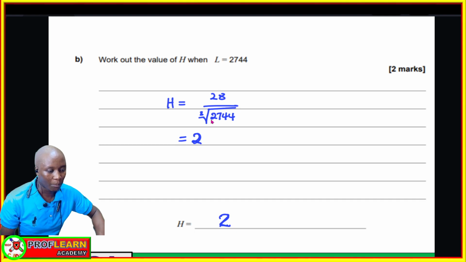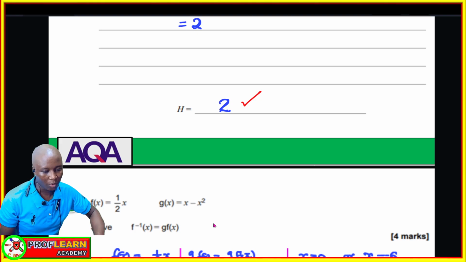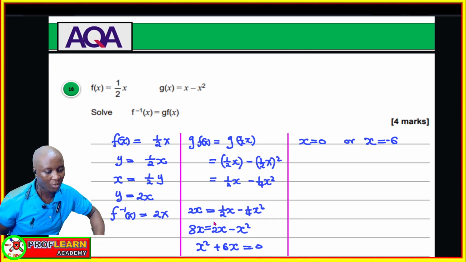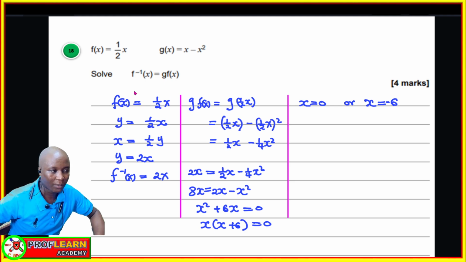Then we can replace that L with the value that we are told. We find the cube root. If you work it out, you are going to get 2. So you need to be aware of that. You need to work on that kind of questions as you are preparing for that particular exam.